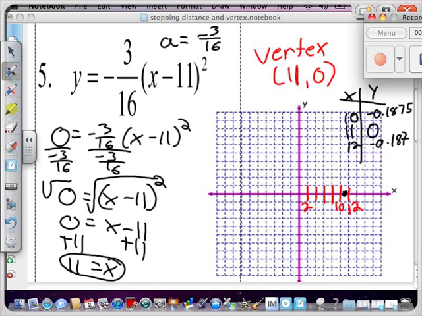How do I know 12 is going to be the same thing? Because 11, 0 is the vertex, right? And they're the same on both sides. All right, well, that looks really crazy. Let's try it, though. We've got 10, and we know we're below the x-axis. We've got 12, and we know we're below the x-axis. So it's going to look like this.